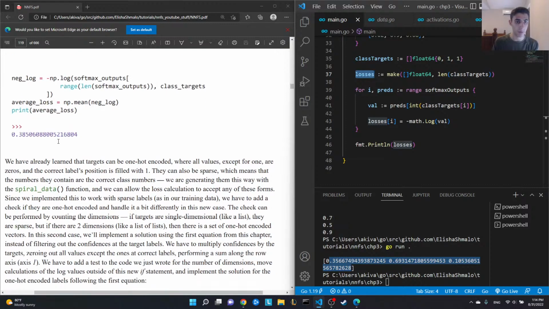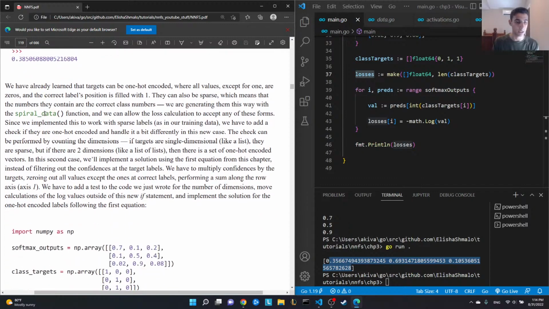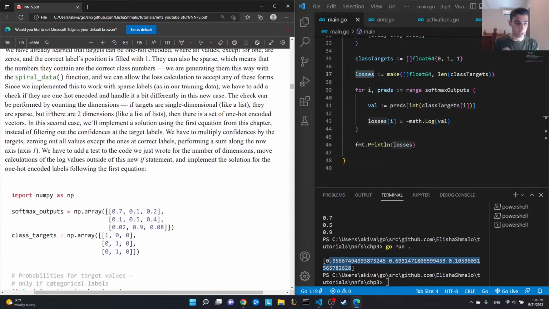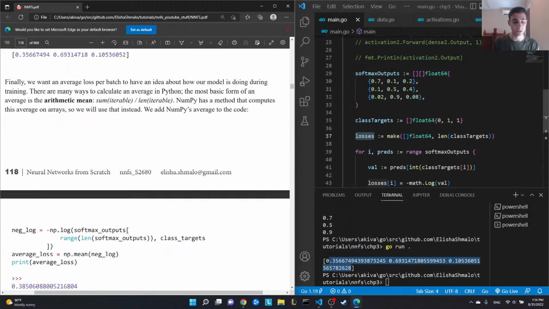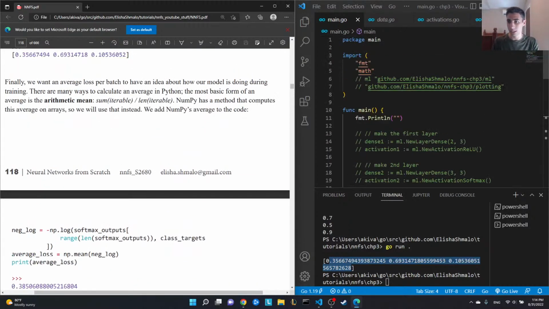So he's doing that via NumPy because he has NumPy.mean, and he could just pass in the loss, and so he gets the mean. We're not able to do that, so we're going to have to do that. So let's do that now. Let's convert everything to tensor format right now. So let's import tensor.